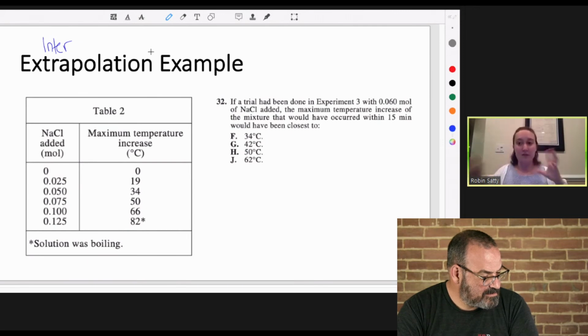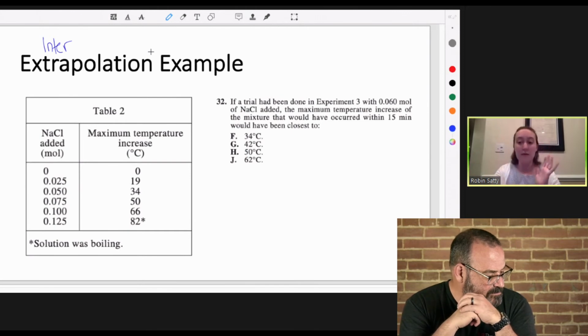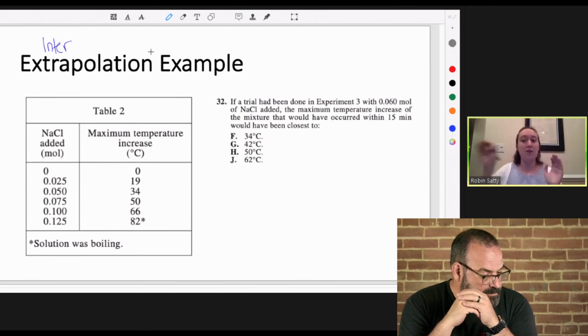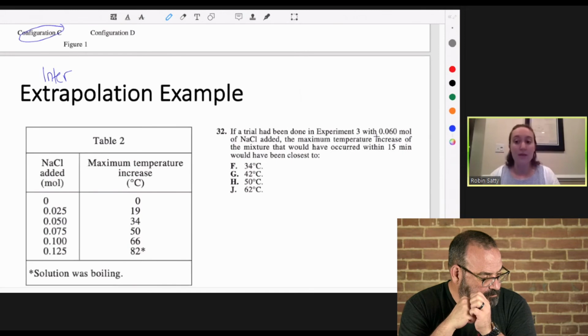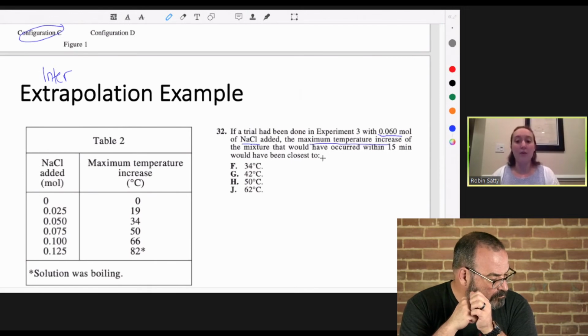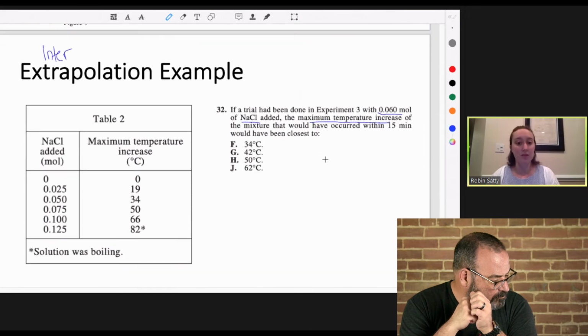Interpolation is when you have a bunch of different values and you need to guess what would go in the middle. Extrapolation is when you have a bunch of different values and you have to guess what comes next. You will see both of those all over the test. So it's useful to be comfortable with them, but it's also important to know how they ask you these questions. And they ask you in a way that is so easy. So don't worry about it. So if a trial had been done in experiment 3 with 0.060 moles of NaCl added, the maximum temperature increase of the mixture that would have occurred within 15 minutes would have been closest to.